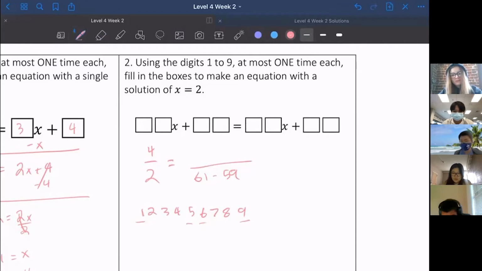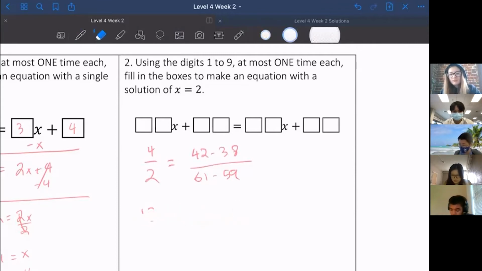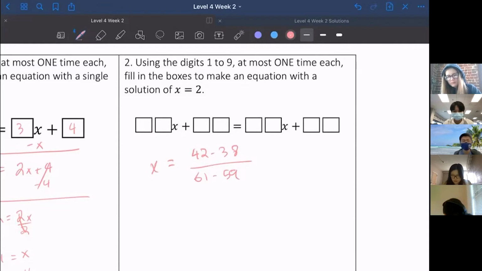Okay, Annalise says 42 minus 38. So that's really good because we haven't used 4, 2, 3, or 8. And 42 minus 38 is indeed 4. So now we can work backwards, I guess. And this equation does give us 2 because it's going to be 4 divided by 2. So we know that this does give us a solution of 2. So let's just work backwards and see how we're going to fill out the boxes.